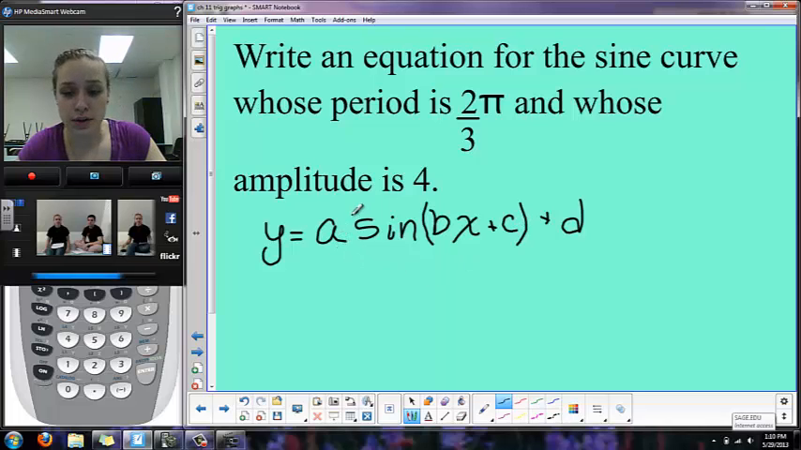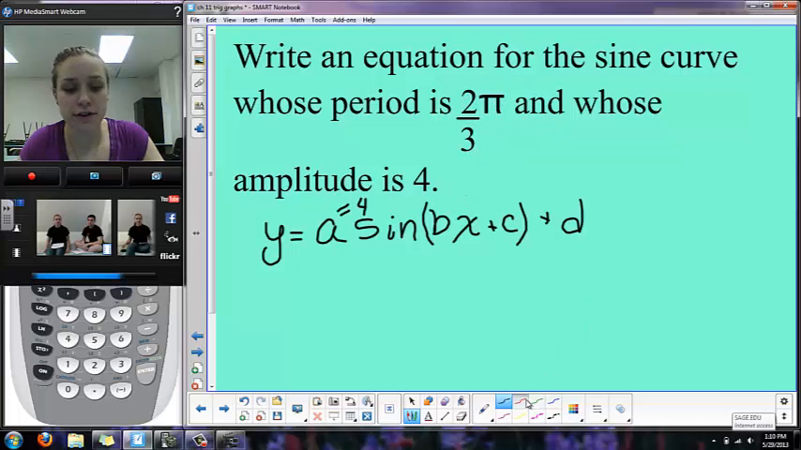I do have to deal with amplitude, and it tells me that the amplitude in this case is 4, so that's going to be easy. But the only tricky part is we need to figure out what B is. Now B is the frequency. It tells me the number of curves between 0 and 2 pi. But we're only given the information about period.